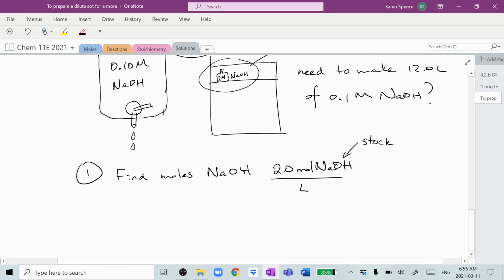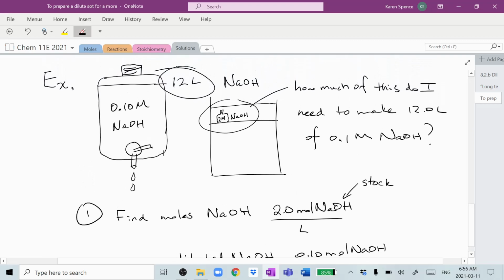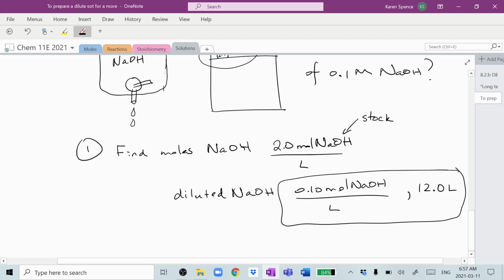But I also know that my diluted NaOH is going to be 0.10 moles of NaOH per liter. And I know that I want to have 12 liters of it. So I say, which molarity am I going to use to find how much I need? Well, this is how much I need. So I'm going to use that to find my moles.